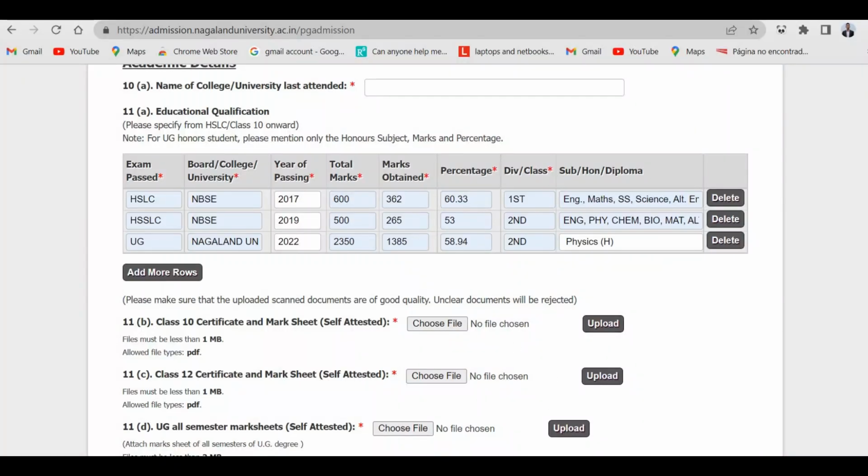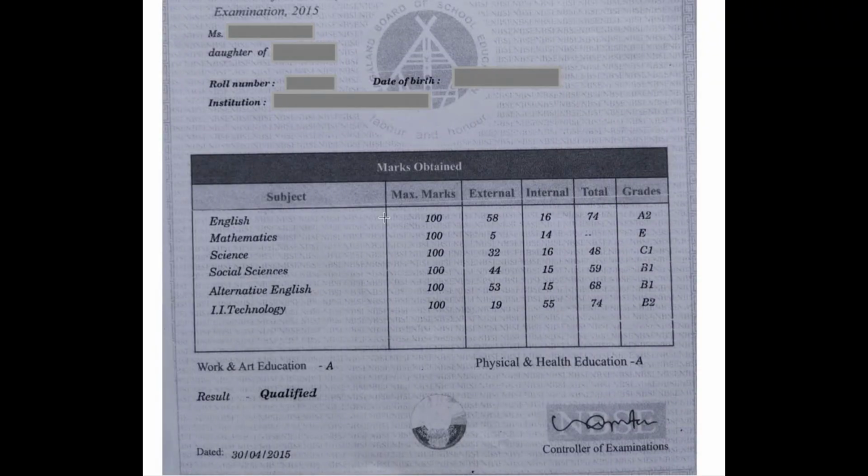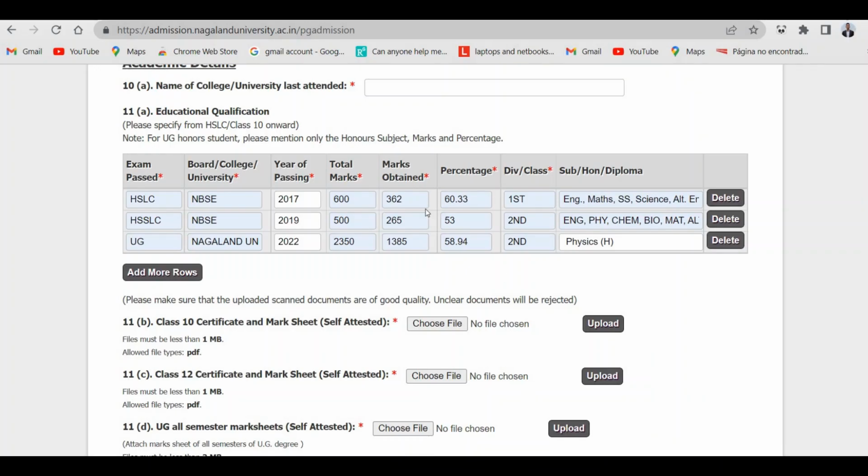And for the marks obtained, you need to enter the marks that you have obtained from these papers. So you need to add all the marks that you have obtained from all the papers, and then enter the total marks that you have scored from all the subjects. So the student has scored 362 marks out of the total marks of 600.